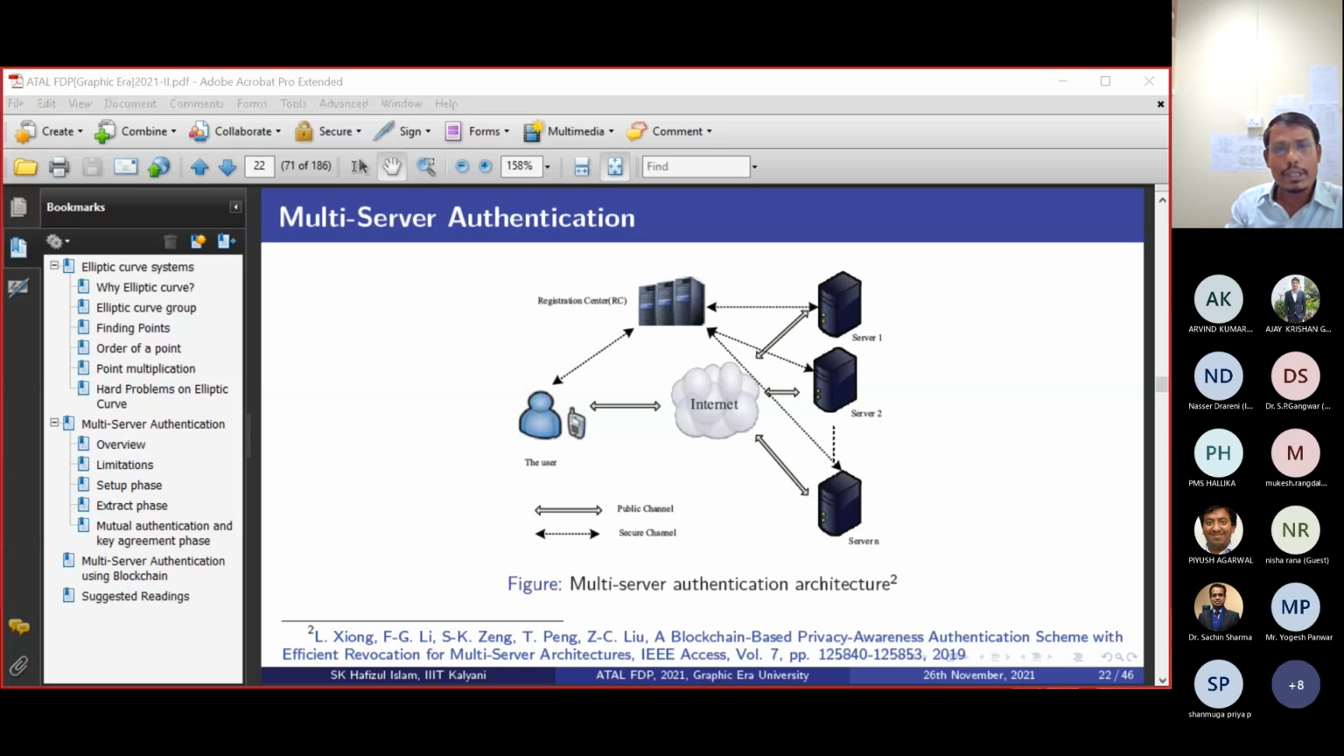So for every server, due to security reasons, I have to remember multiple credentials. Suppose the password I use to access this server, due to security reasons, I will not use the same. I will use a different one. So if there are n servers, I have to use n different credentials. So that is a bottleneck of this, right?